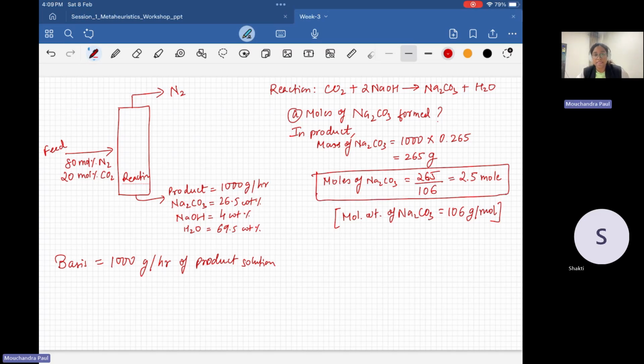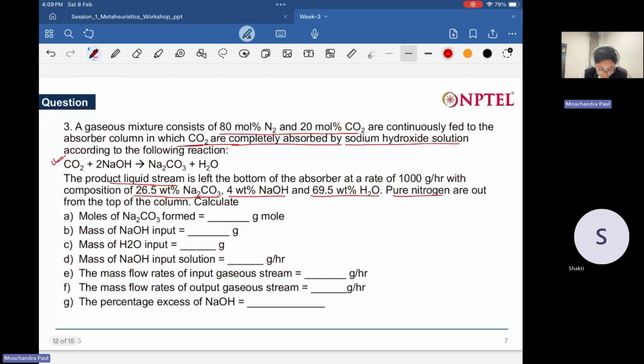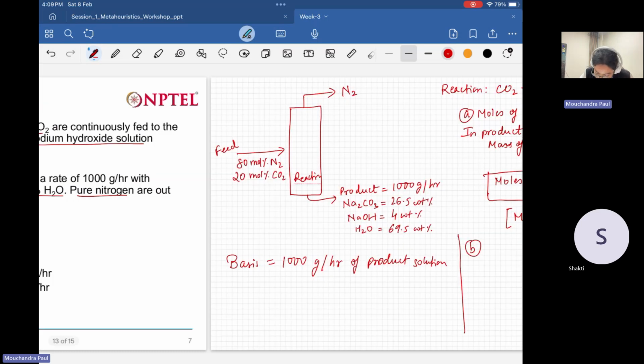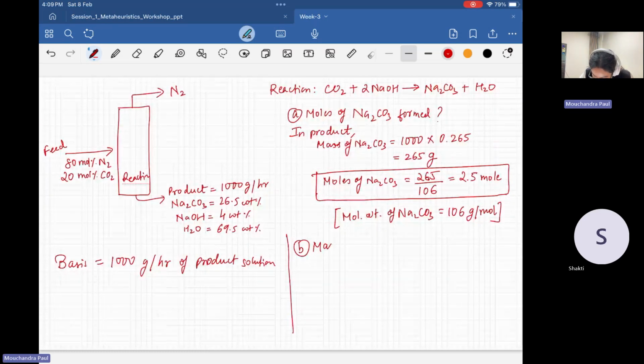Is it clear? Yeah, it's clear. Now let's go to part 2. What is the mass of NaOH input? Means how much of the NaOH we have provided in the column for the reaction to happen. So mass of NaOH input.